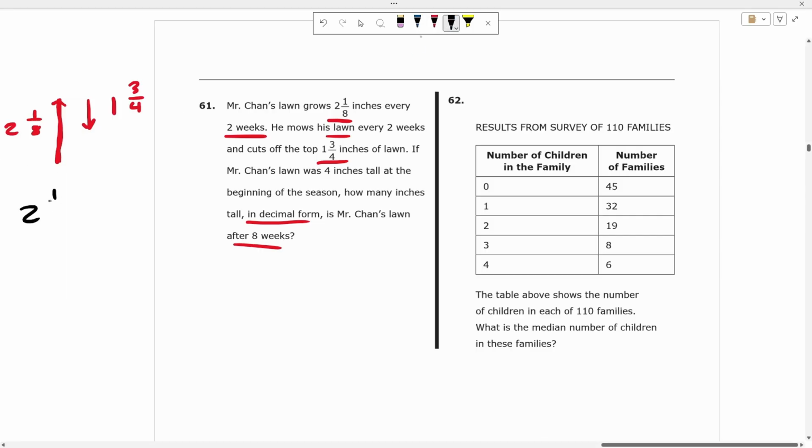It's going to be growing by that 2 1/8 minus 1 3/4. This is what we're cutting off. This is what we're growing by. So let's just evaluate this because I want to see by how much his lawn grows regularly.